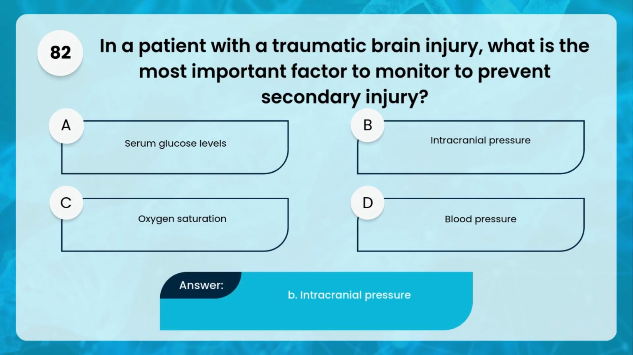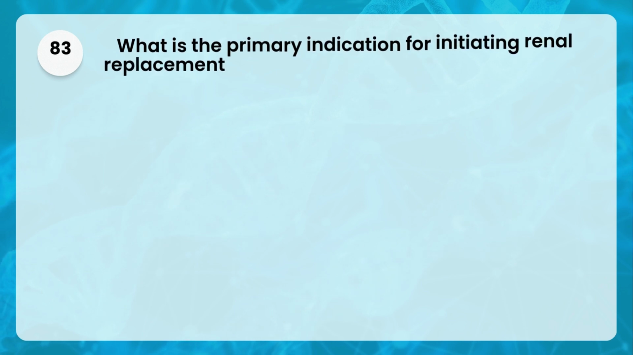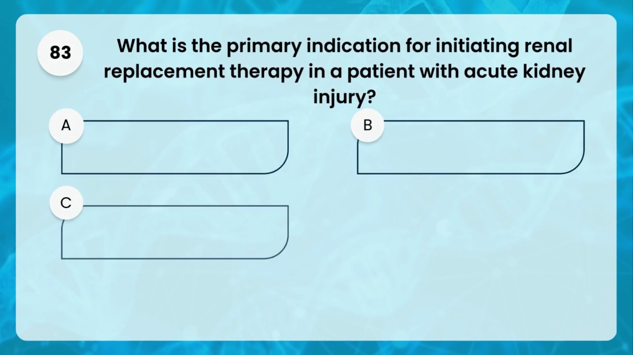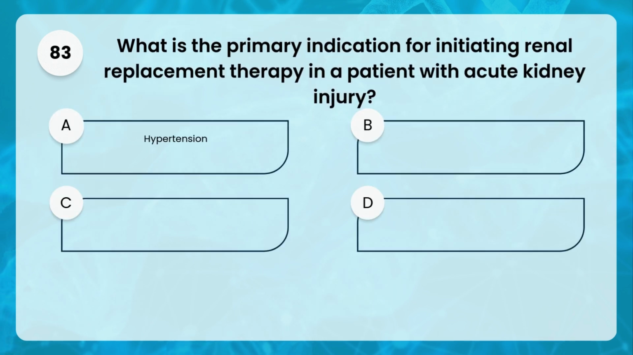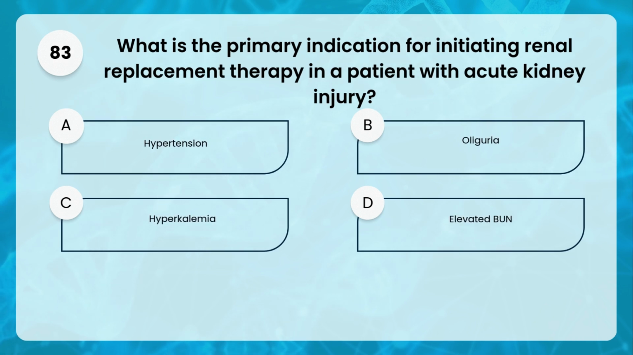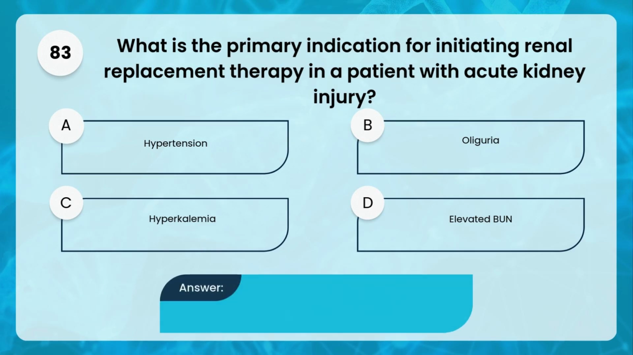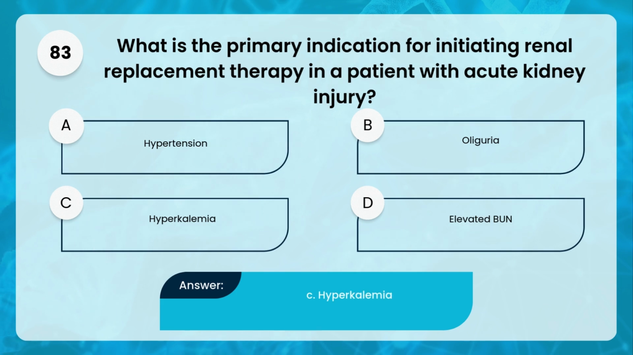Intracranial pressure. Number 83. What is the primary indication for initiating renal replacement therapy in a patient with acute kidney injury? A. Hypertension. B. Oliguria. C. Hyperkalemia. Or D. Elevated BUN. The answer is C. Hyperkalemia.